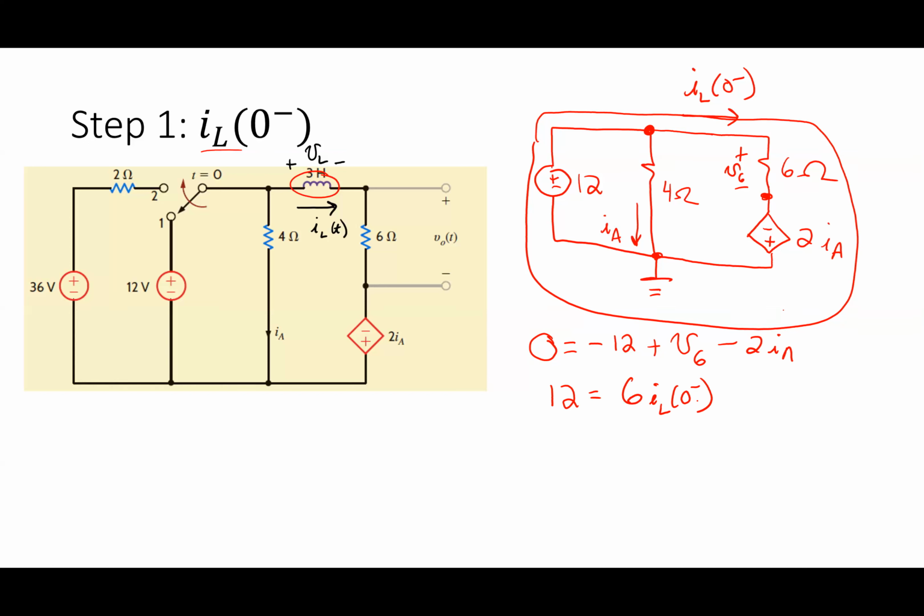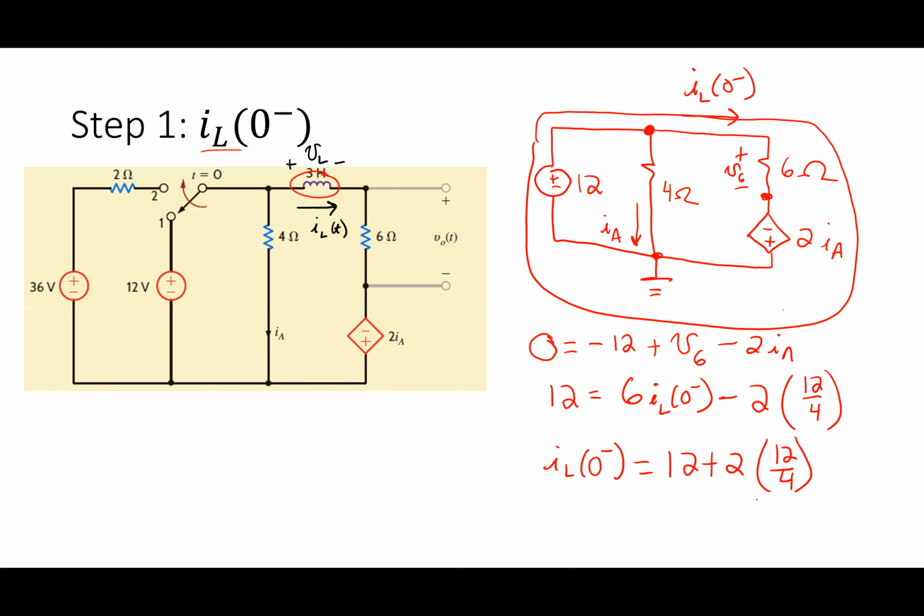What about the negative 2IA? How do I do that? Well, that would be negative 2 times IA. What is IA? 12 over 4, because I have 12 volts across that resistor and 4 ohms is the resistor. Then I solve for IL of 0 minus from there. So that whole thing becomes IL of 0 minus is equal to 12 plus 2 times 12 fourths.